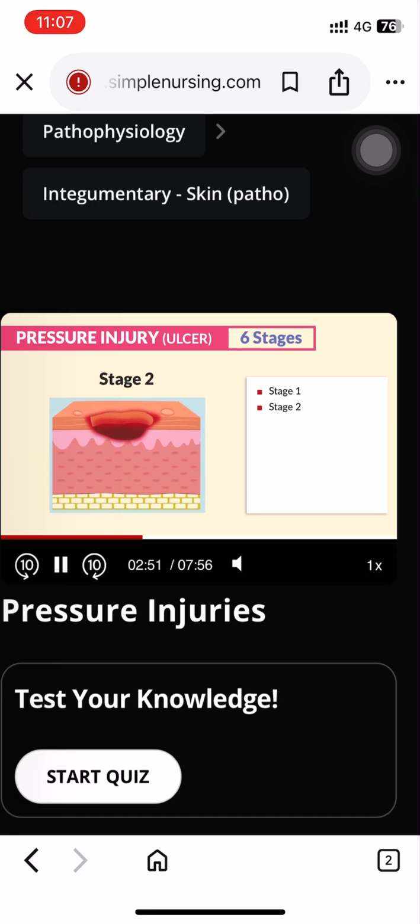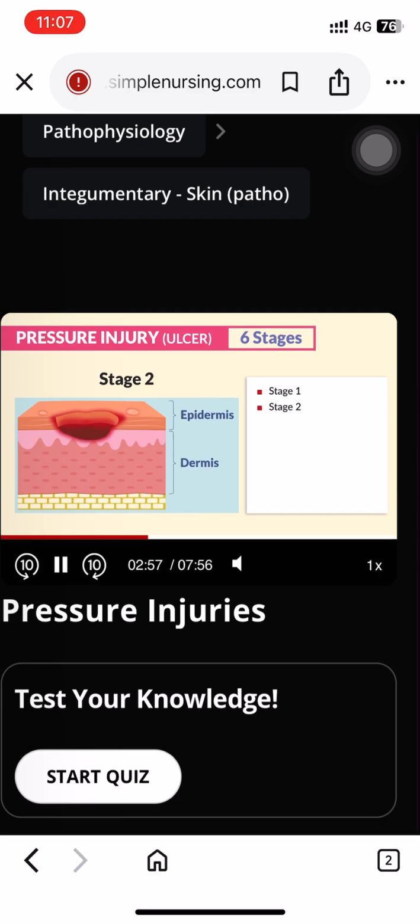Now for stage 2, the skin breaks and we have an open wound, but just affecting the top 2 layers of skin, the epidermis and the dermis. So just think 2 layers of skin damage for stage 2. The wound bed is red or pink and shiny or dry.